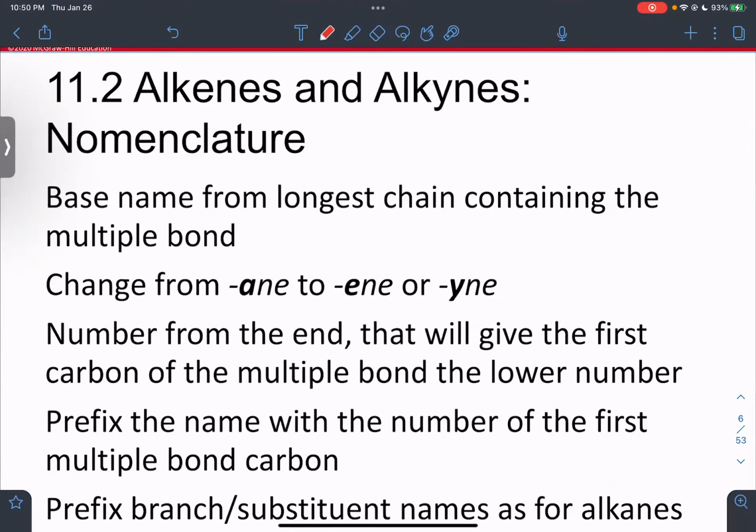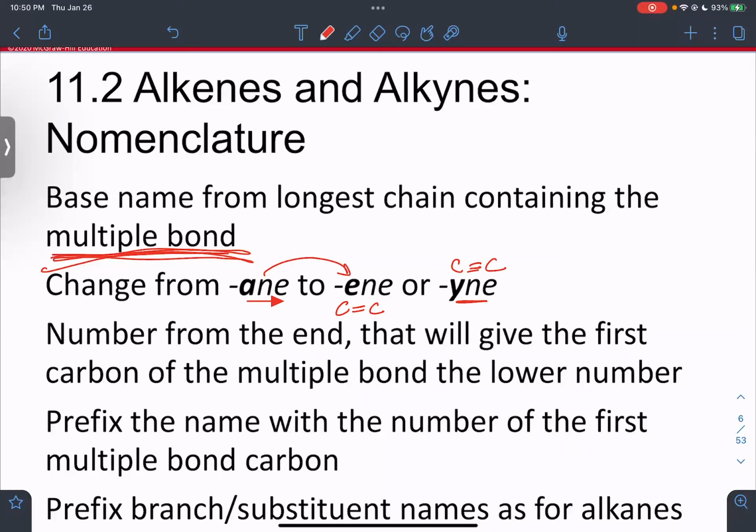So now we're going to talk about nomenclature. Fun times. You're always going to look for that parent chain. The parent chain is always going to be the longest continuous chain, but now that chain must include the multiple bond. So the parent chain must include the carbons that participate in the carbon-carbon double bond. The naming rules are almost exactly the same, except that you are going to change ANE to ENE or YNE. If you had a carbon-carbon double bond, you would use ENE. If you had a carbon-carbon triple bond, you would use YNE.